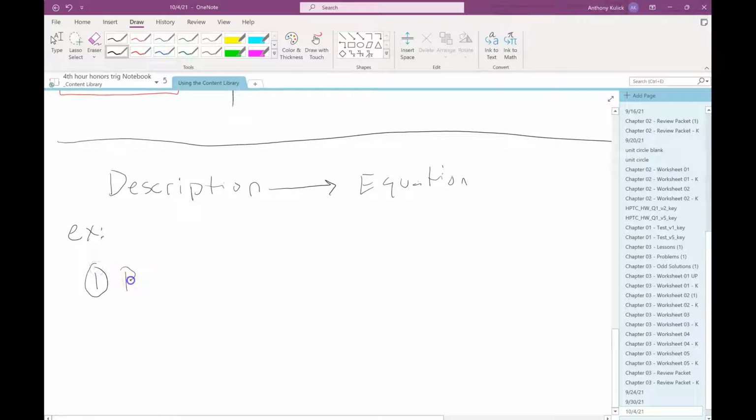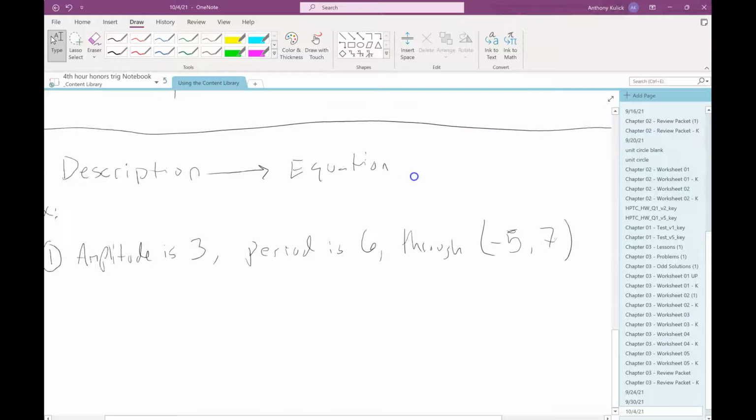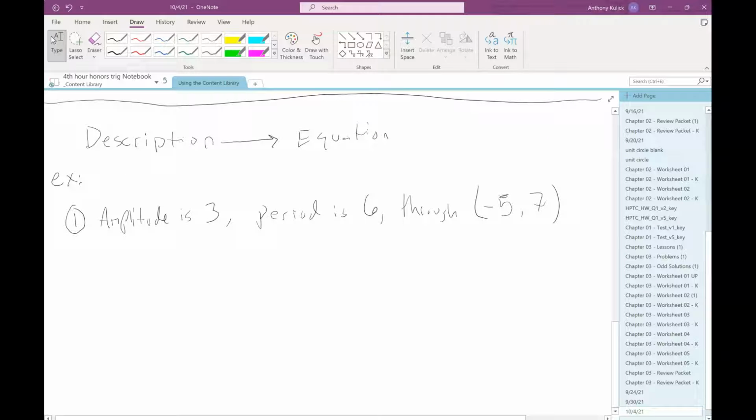So let's say that we're told that the amplitude is 3. The period is 6, and we pass through the point -5 and 7. So here we're not given the whole graph, right, like we were in the previous. But we're going to use a lot of the same techniques here.